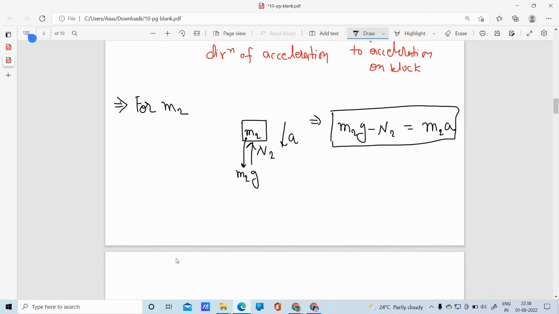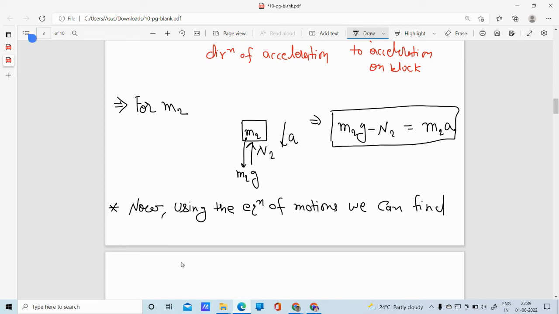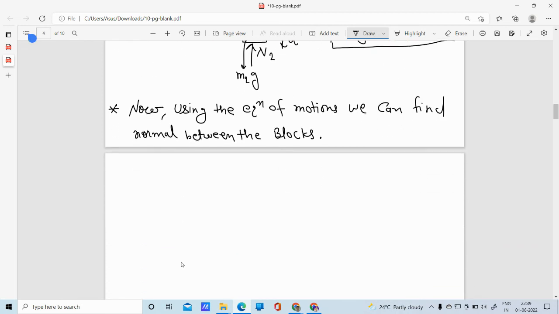So now, using the equations of motion, we can find the normal between the blocks. So that is an important thing.